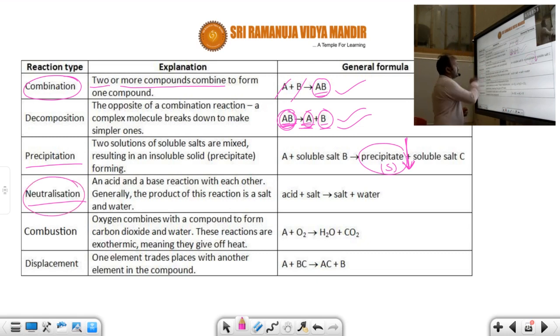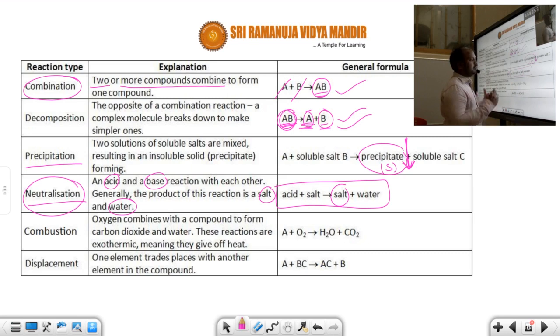After that, neutralization reaction. What is a neutralization reaction? An acid reacts with a base to form salt and water. This reaction is said to be a neutralization reaction because the salt contains neither acidic nor basic nature. It has new properties. So salt is electrically neutral. This is a neutralization reaction.